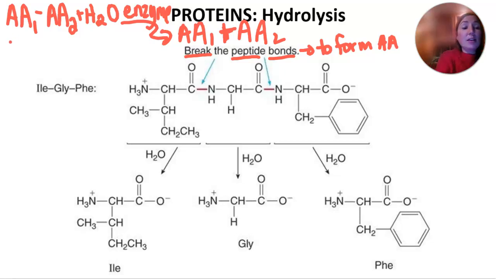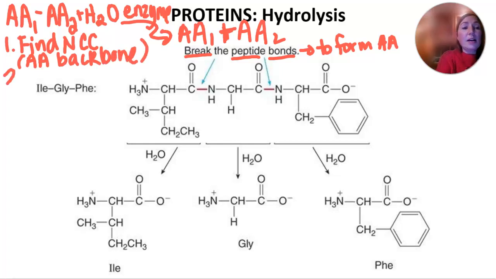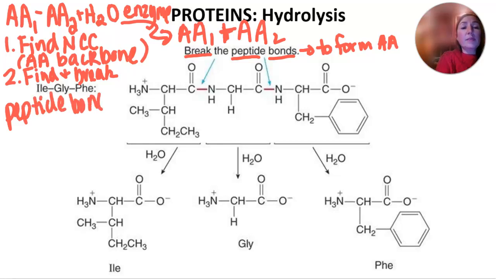So a couple of things. How do we do this? Well, it's pretty simple. Step 1, just find your NCC. Find NCC, that amino acid backbone. I'm just going to write AA backbone, right? Find your individual amino acids. And then, really find and break that peptide bond. Find and break your peptide bonds. Okay.